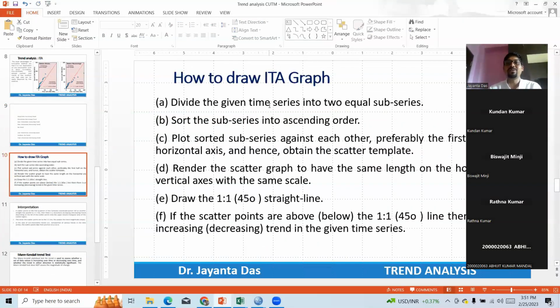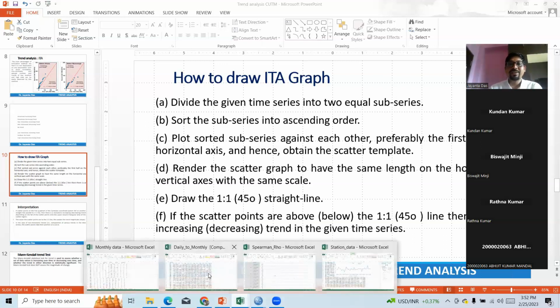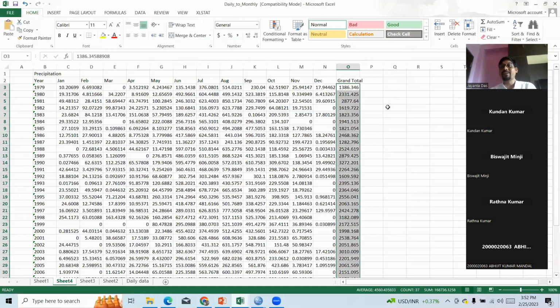I have written here how you can prepare and draw it. You have to divide your given time series into two equal subseries, sort the subseries into ascending order, then plot them. Then we render the scatter graph to have the same length on both axes. Then you have to draw the 1:1 line, that is, a 45-degree straight line. So let's do it in Excel. We can easily do it. So we have to delete the first one.